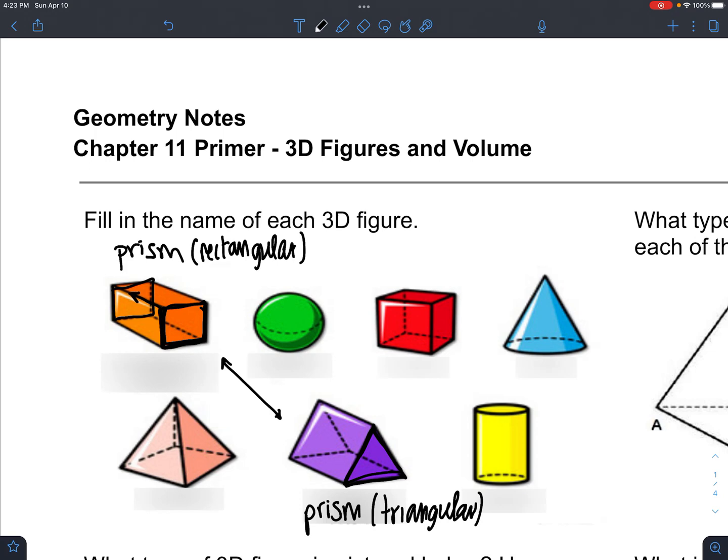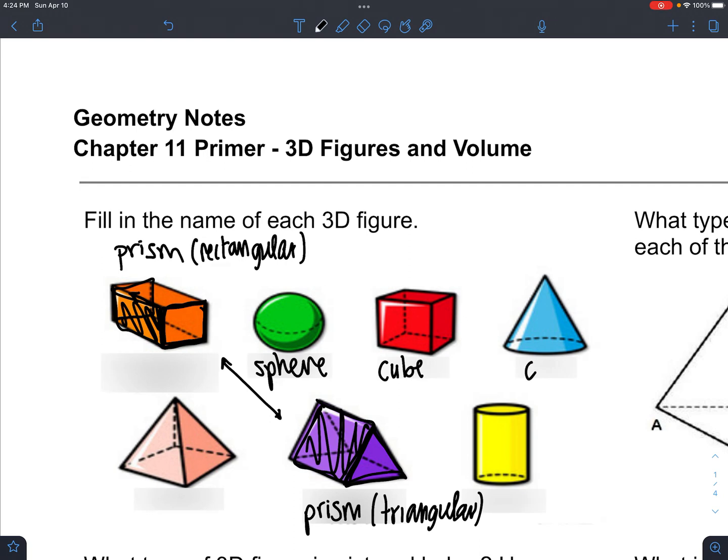It always has rectangular sides. This one's got three faces that are rectangles, and this one's got four. Those are called prisms. This ball here is called a sphere. This one has square faces. It's got 6 of them, just like a die. So this is a cube.